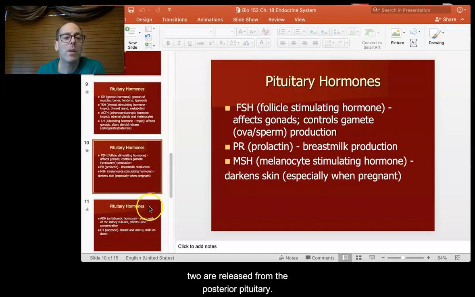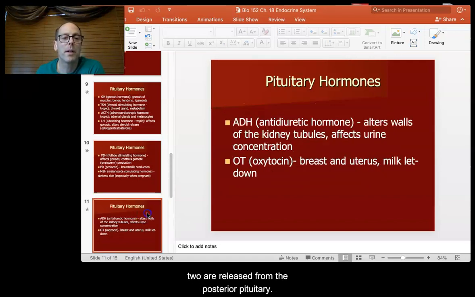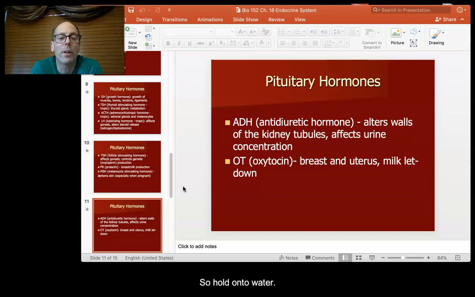These last two are released from the posterior pituitary. The first one is ADH, or antidiuretic hormone. The target for this is the kidneys. And the job of this hormone is to basically tell the kidneys to not make urine. So hold on to water. So this hormone will prevent urine from being produced.